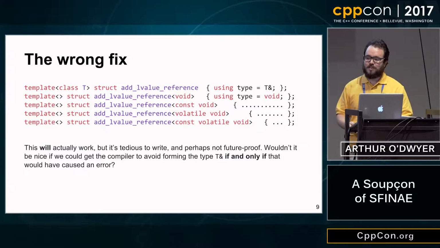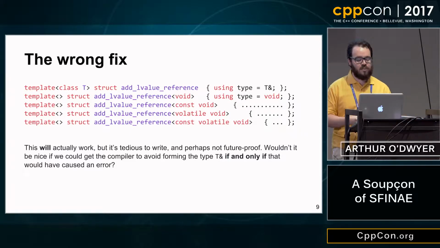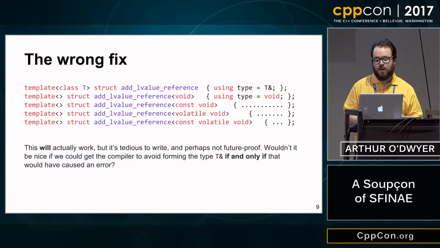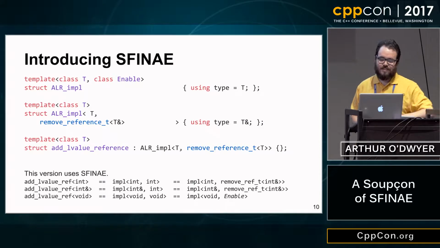Because it gave us the error in the first place. It said you couldn't do this. So it knows whether it's OK to put a ref on a type or not. Can we just ask it somehow? Would this be well-formed? Can we ask questions about SFINAE space, about well-formed versus ill-formed? Turns out we can. Let's do this.